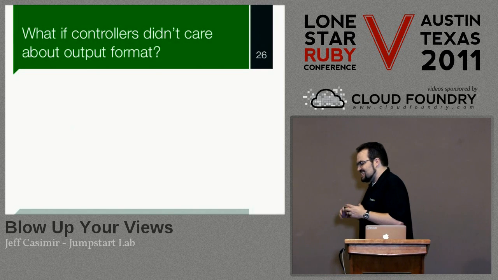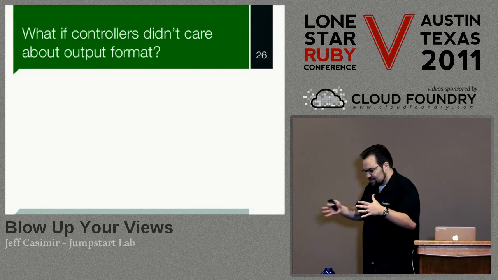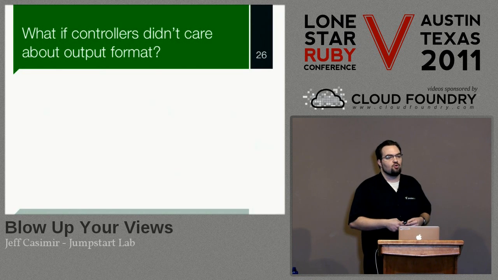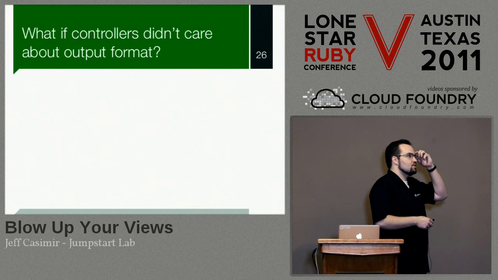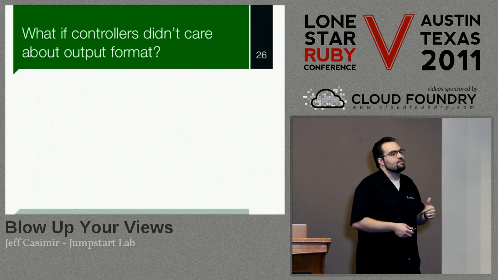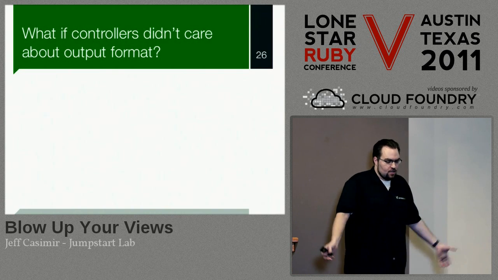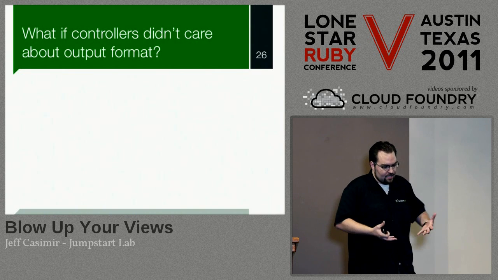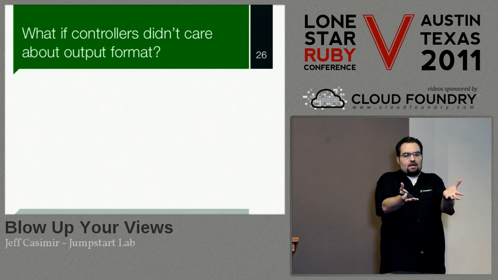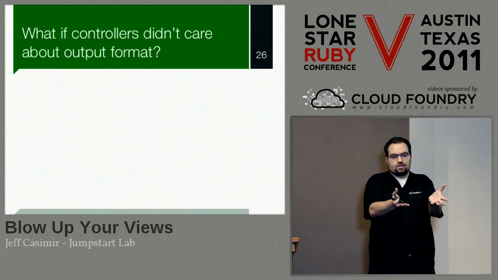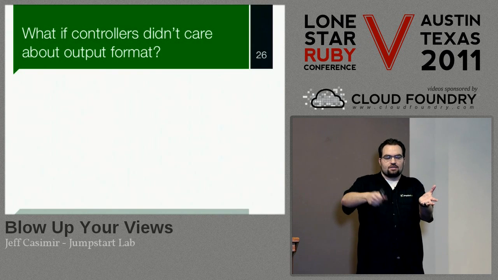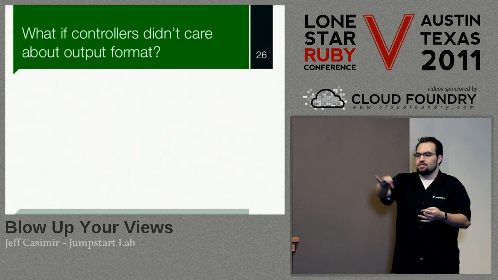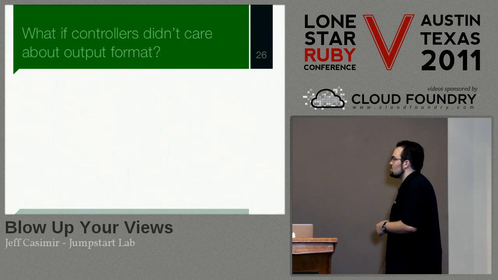But is that division necessary? What if the controllers didn't care about the output format? What if the job of the controller, if the controller had a proper interface, maybe it could just do its data gathering that it does from the model, get that data and say, here's my data. And then the view template could be in charge of deciding, oh, I'm generating HTML, let me take that data and do this with it. Or I'm generating JSON, let me do this other thing with it.